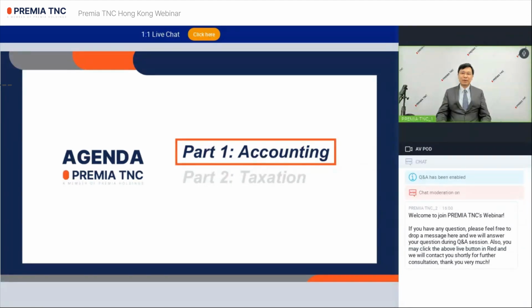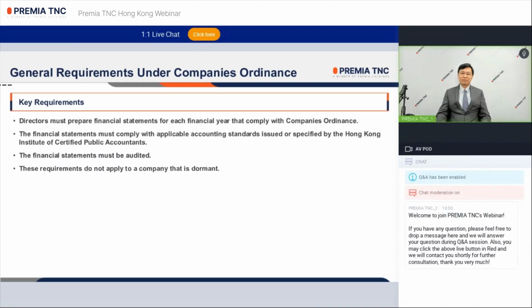Now we will start our first part of today's webinar, Accounting in Hong Kong. Under the Hong Kong Companies Ordinance, directors must prepare financial statements for each financial year that comply with the Companies Ordinance. These financial statements must comply with the applicable accounting standards issued or specified by the Hong Kong Institute of Certified Public Accountants. Moreover, they must be audited by an external independent auditor. On the other hand, the requirements do not apply to companies that are dormant.